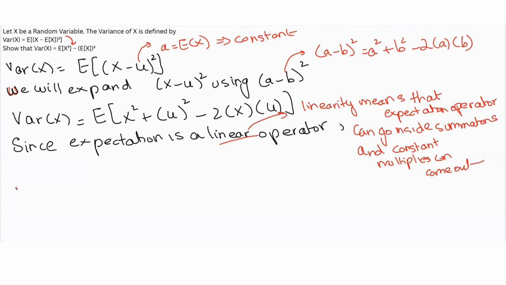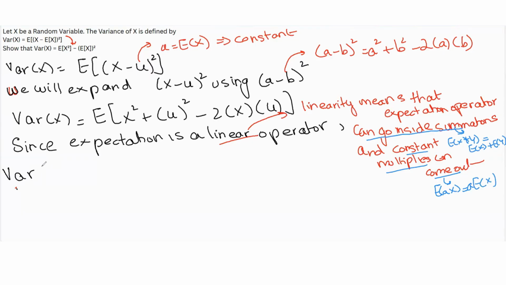What this essentially means is that it can go inside summations, which means that the expected value of x plus y is just the expected value of x plus the expected value of y. And constant multiples can come out means the expected value of ax would just be a times the expected value of x. So this is what we mean by linearity. It can go inside summations and constant multiples can come out.